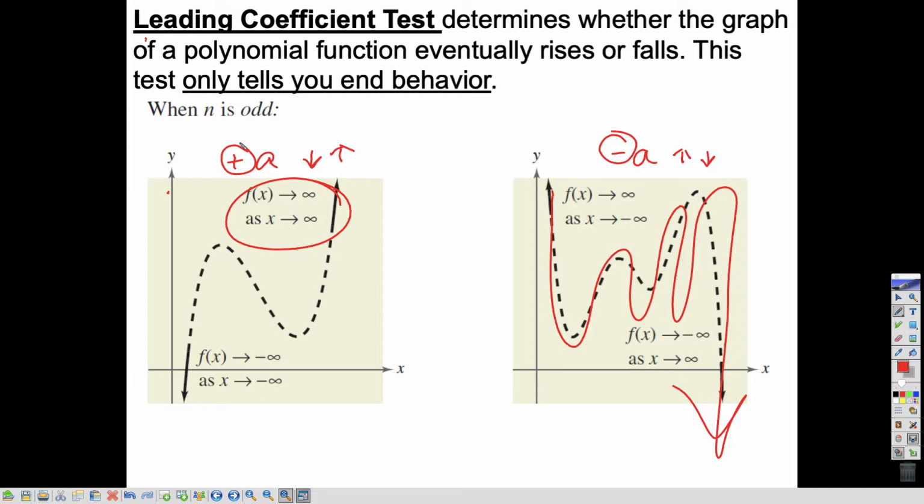If the leading coefficient is positive and it's odd, it's going to start negative and end positive. If the leading coefficient is negative and it's odd, it's going to start positive and end negative.